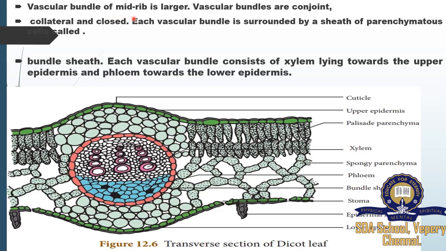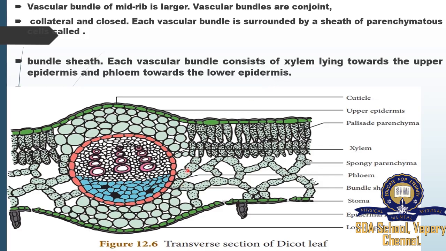Vascular bundle of midrib is larger. Vascular bundles are conjoined. Here, the vascular bundle is fixed in the middle of the rib. It is very large, collateral and closed. Each vascular bundle is surrounded by a sheath of parenchymatous cells, so it is covered with parenchymatous cells. This is the bundle sheath. Each vascular bundle consists of xylem lying towards the upper epidermis and phloem towards the lower epidermis. So, towards the upper epidermis we have xylem and towards the lower epidermis we have phloem.